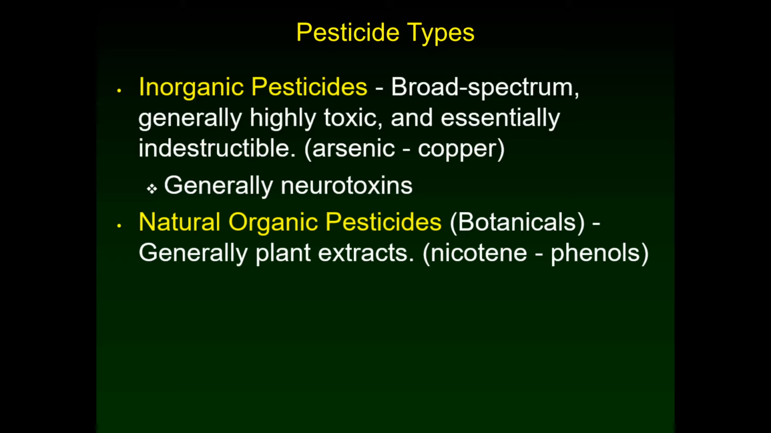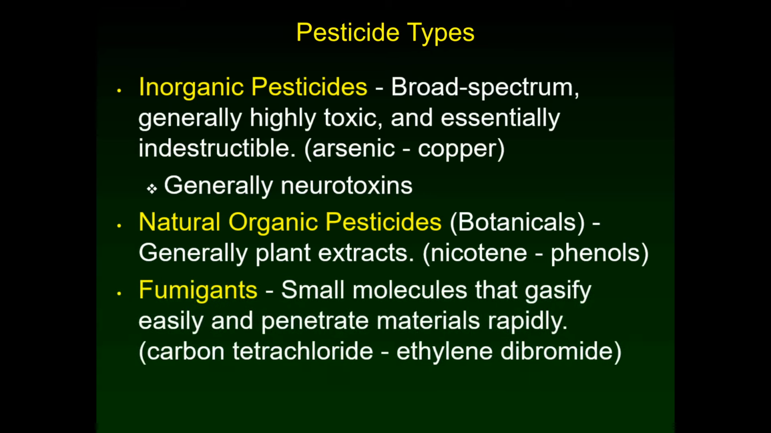Does it actually kill the insect? Well, if it starves it out, then yes, but for the most part, it just discourages that insect from eating it. Then there are fumigants. These are small molecules that gasify easily and penetrate materials rapidly. Carbon tetrachloride is a really common one. Ethylene dibromide is another one. The most common one you're going to hear about is carbon tetrachloride. When we discuss fumigants, that's everybody's go-to example.